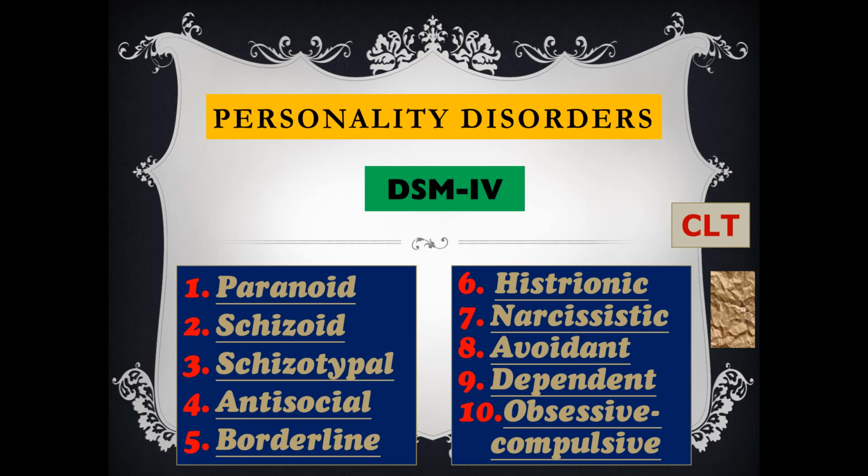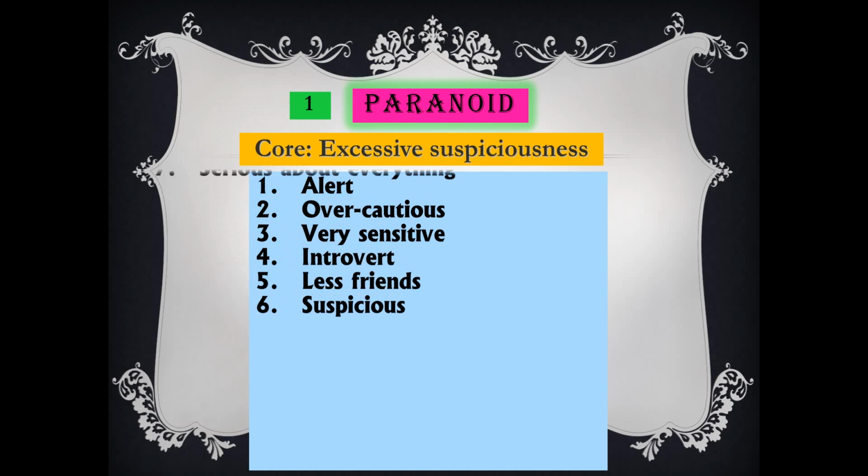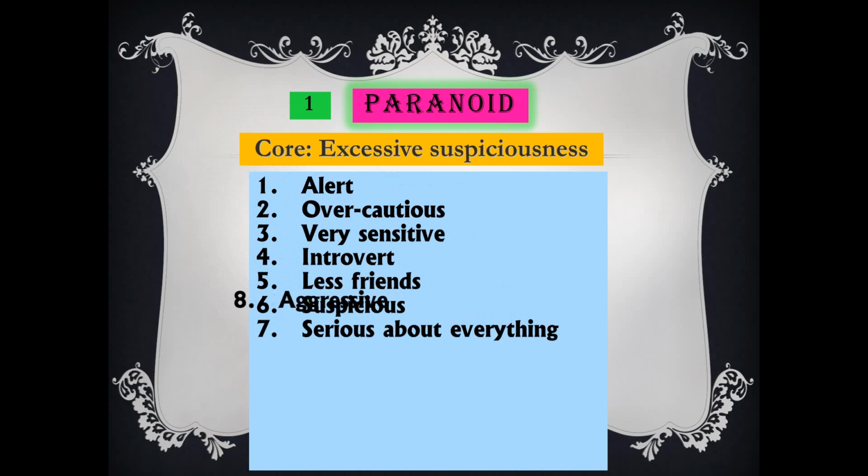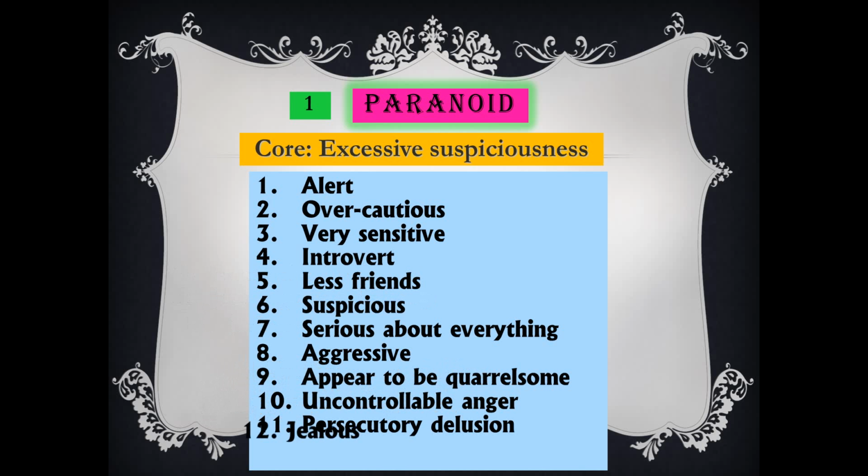But I have chosen to discuss this in short in this way. First of all, when we talk of paranoid, we see that the core of the personality, the central feature of the personality, is excessive suspiciousness. That the person is highly suspicious. Then there is alert, overcautious, very sensitive, and after that we see introvert, less friends, suspicious, serious about everything, aggressive, then appear to be quarrelsome, uncontrollable anger, persecutory delusion. Persecutory delusion means somebody is following me, somebody is chasing me, being persecuted, and then jealous. So these are the basic features, basic pillars of the personality disorder as far as psychiatry is concerned.